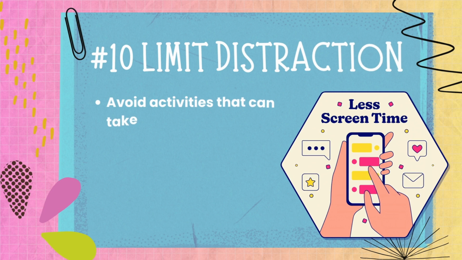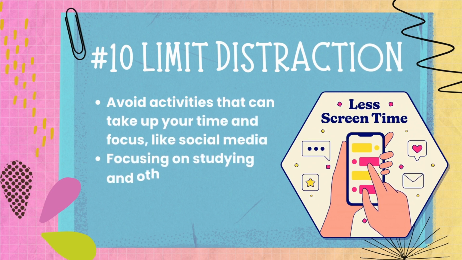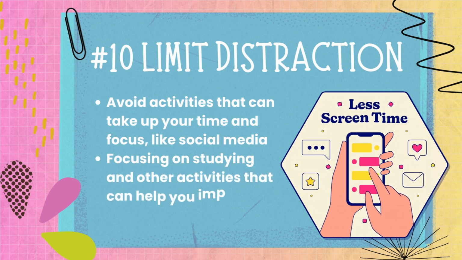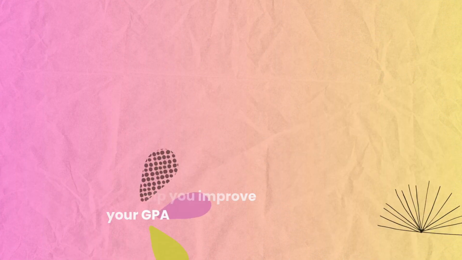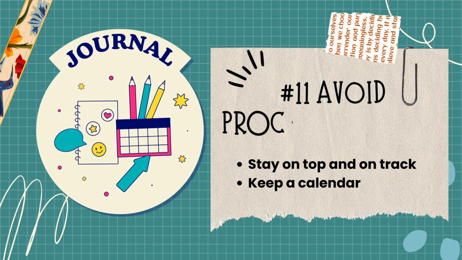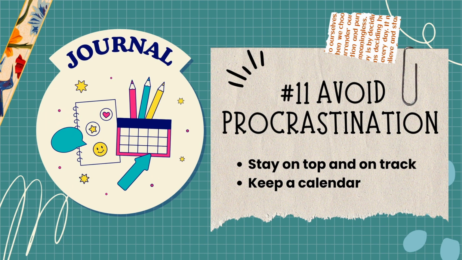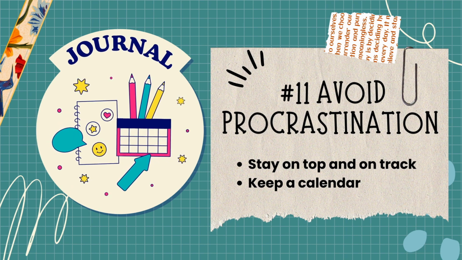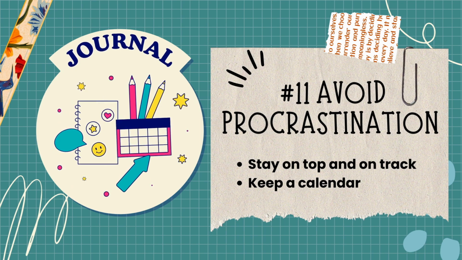Number 10, limit distraction. Avoid activities such as social media that can take up your time and focus. Rather, focus on studying and other activities that can help you improve your GPA. Study is an investment, and while you are a student, you have to learn to be a good investor. Number 11, avoid procrastination. Stay on top and on track. Keep a calendar to manage your time and activities, and most importantly, it allows you to visualize your priorities.